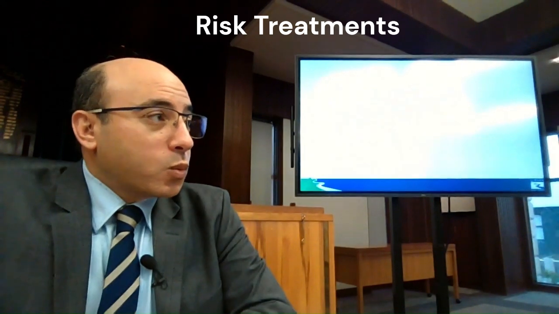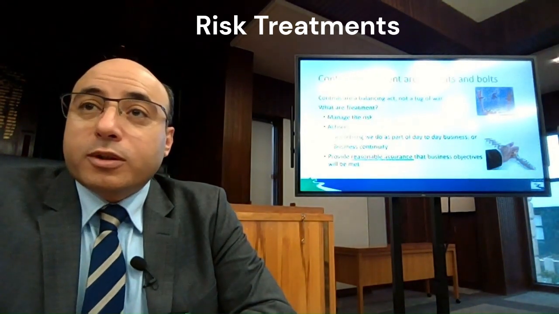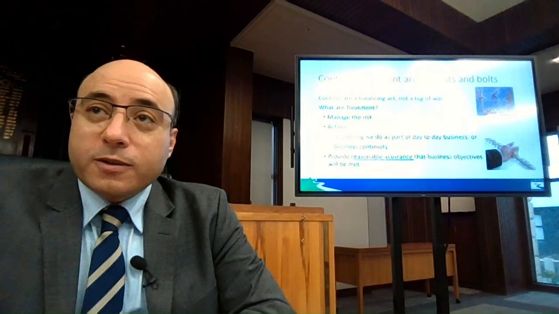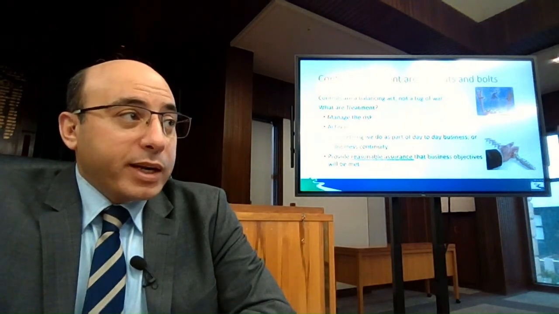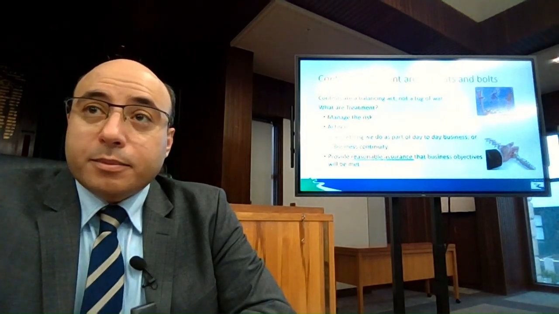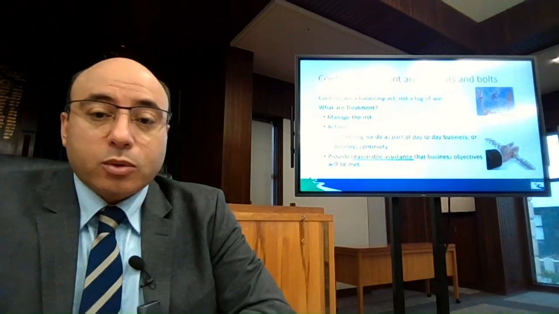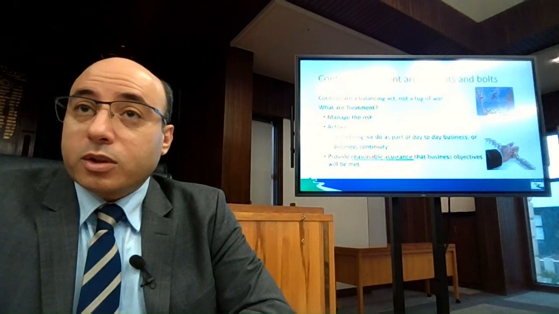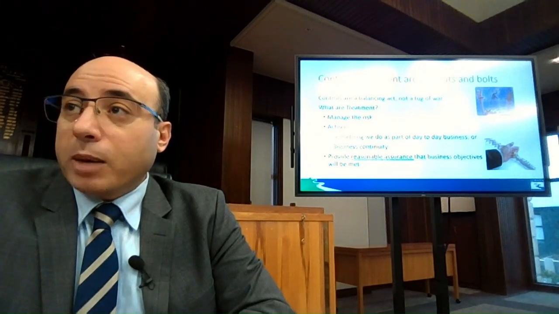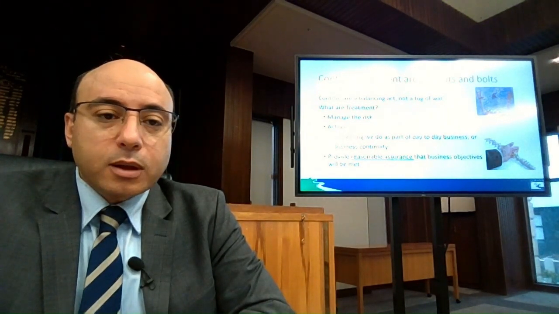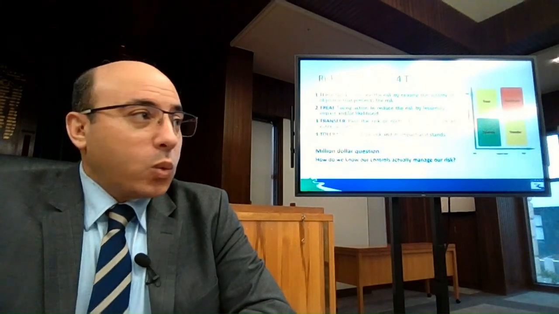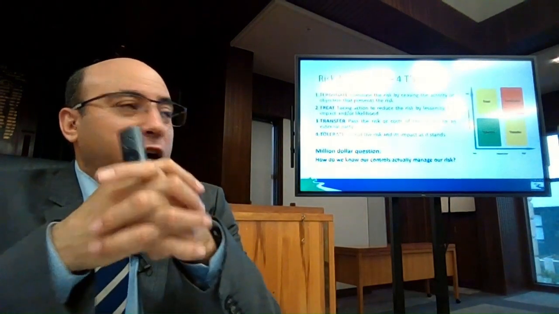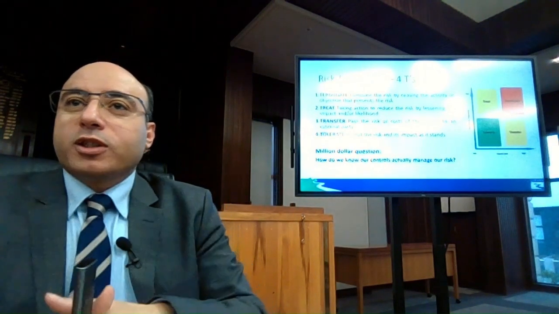The next step is to work on our treatments, our controls. This is how we manage the risk, either the impact, so we decrease the impact of the risk if it happens, or the frequency, so we prevent the risk from happening. We have four types of treatment, which is four T's.